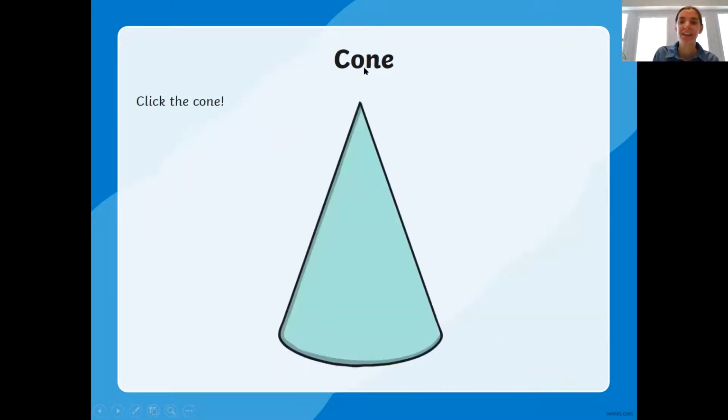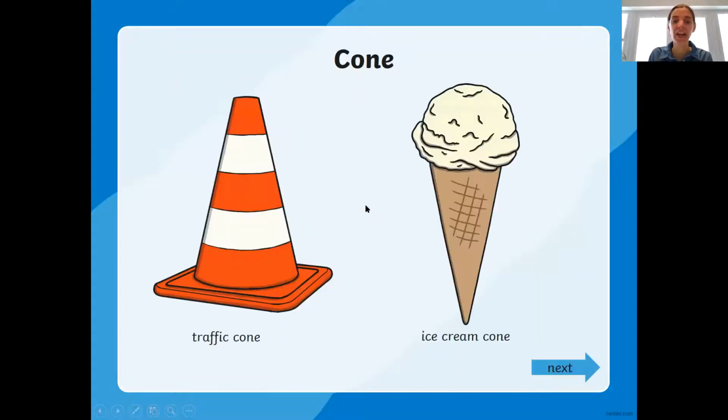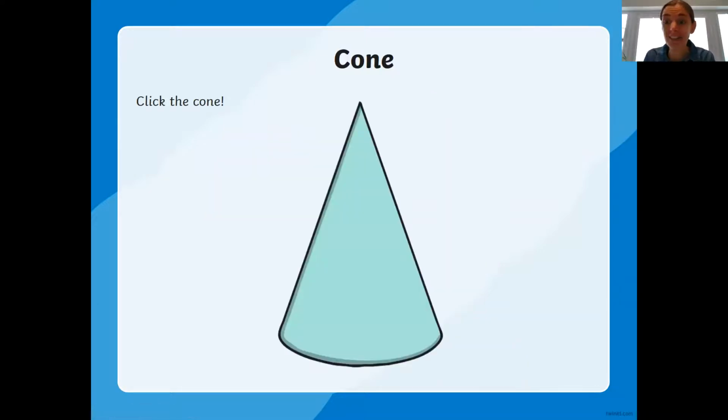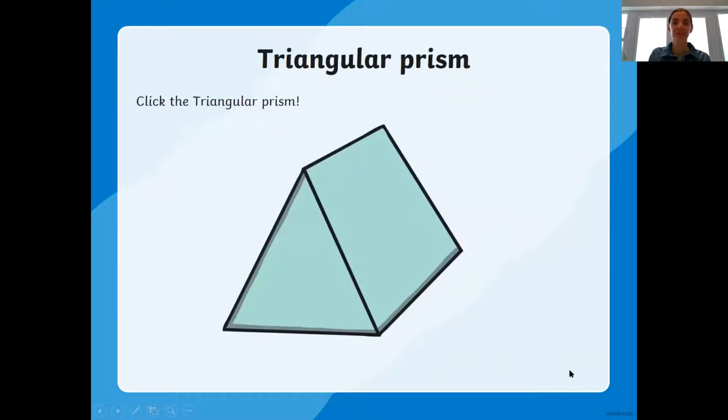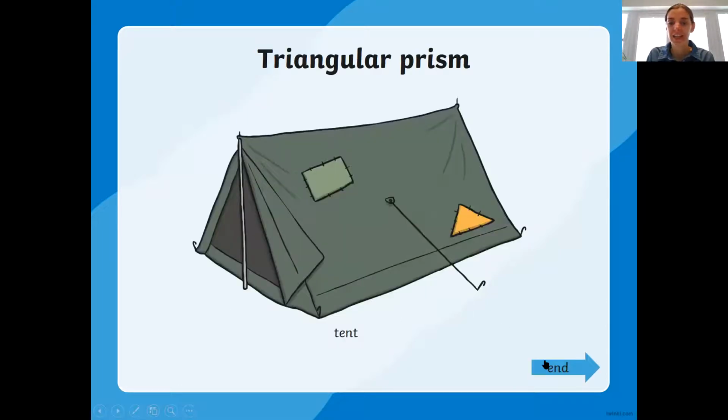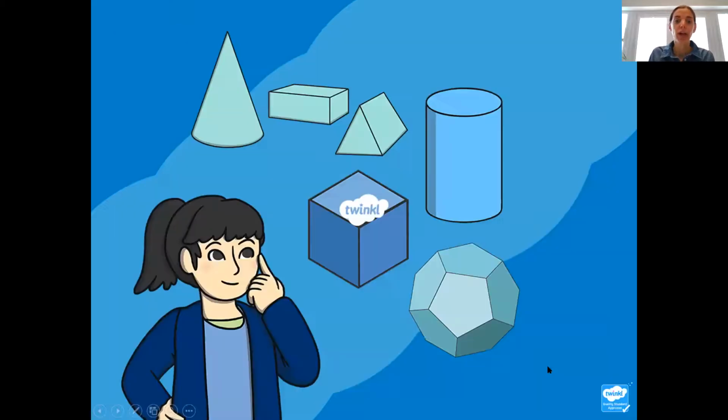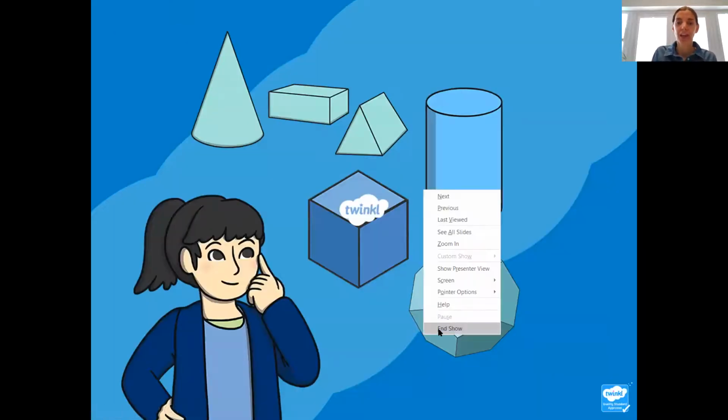Do you know this shape? It's a cone. Well done, a cone. A traffic cone. An ice cream cone. Can you see it at the bottom? Just because it's upside down, it's still a cone. Super. And this one, and we're not going to worry too much about this one today, is called a triangular prism. And tents can be triangular prisms.